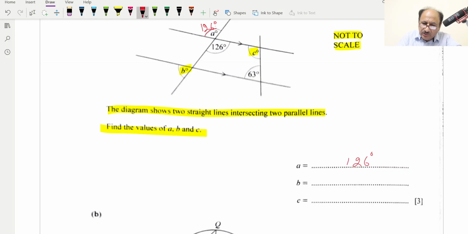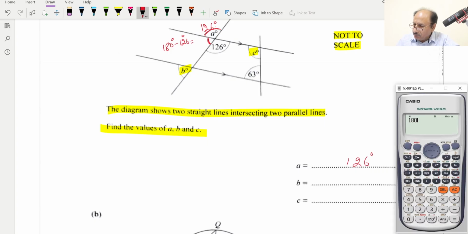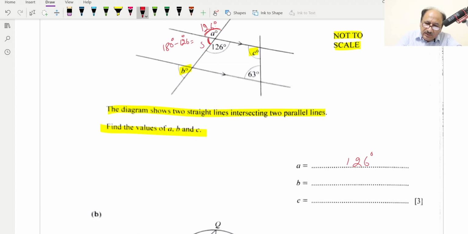And now we can write this one. This angle is 126 and the remaining angle will be how much? This one will be 180 minus 126, which is equal to 54. So this angle is 54. This implies this angle will also be 54. If this is 54, so b is also 54. So angle b is 54. We got this.